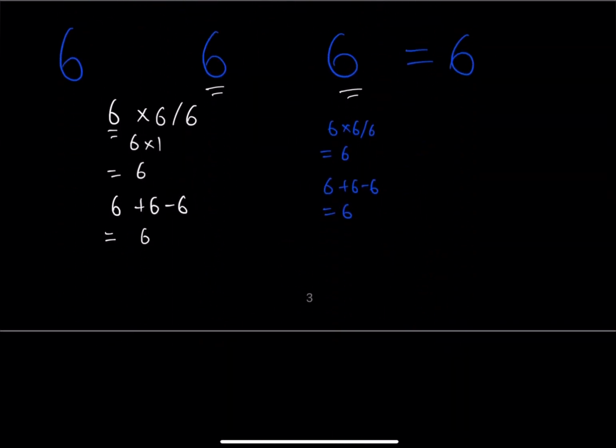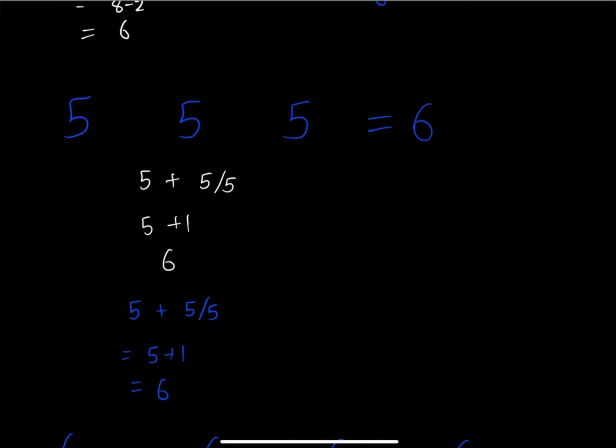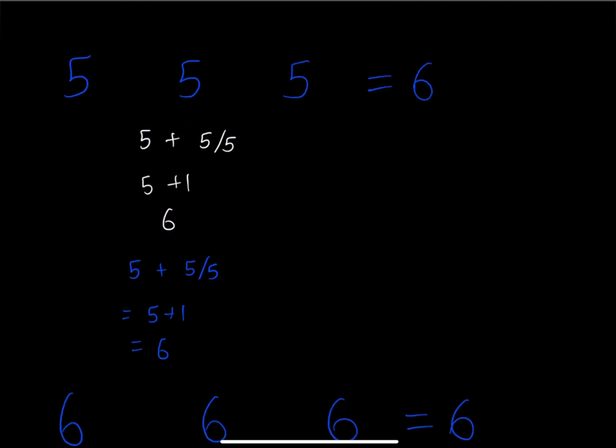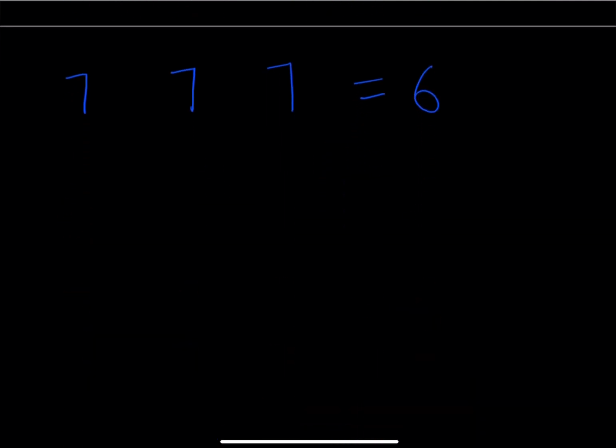Okay, so our next one is 7, 7, 7 to make 6. Now this one is fairly similar to the one we did with 5, where we just added 5 plus 5 divided by 5. So we're going to be doing the same thing here, except instead of adding 7 divided by 7, we're going to subtract 7 divided by 7, because then that would give us 7 minus 1, which gives us 6. So I'm going to write that right here. 7 minus 7 divided by 7 gives us 7 minus 1, which gives us 6.